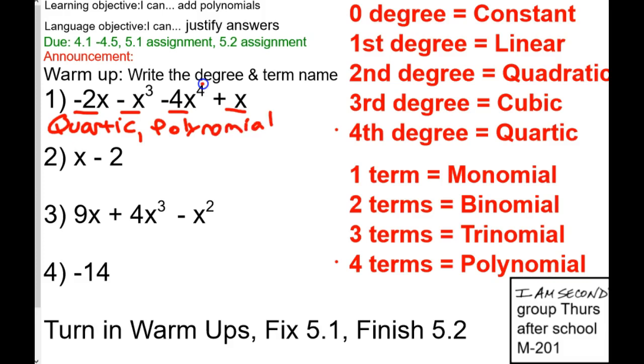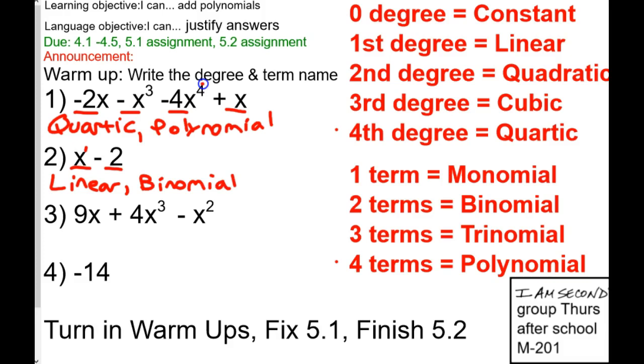Okay, number 2. What do you think? What's the highest degree? No power is a 1 power, so linear. How many terms? Binomial. Now, what's the highest power on number 3?